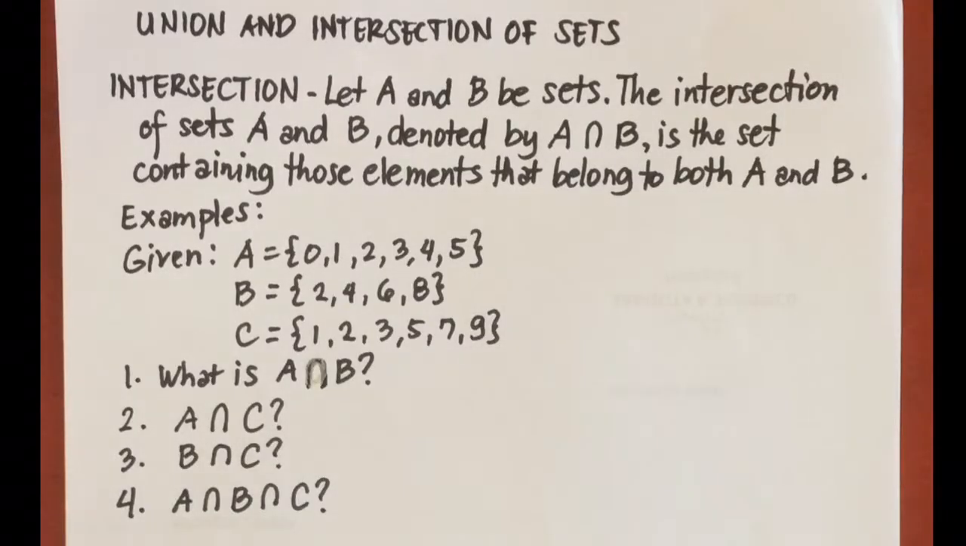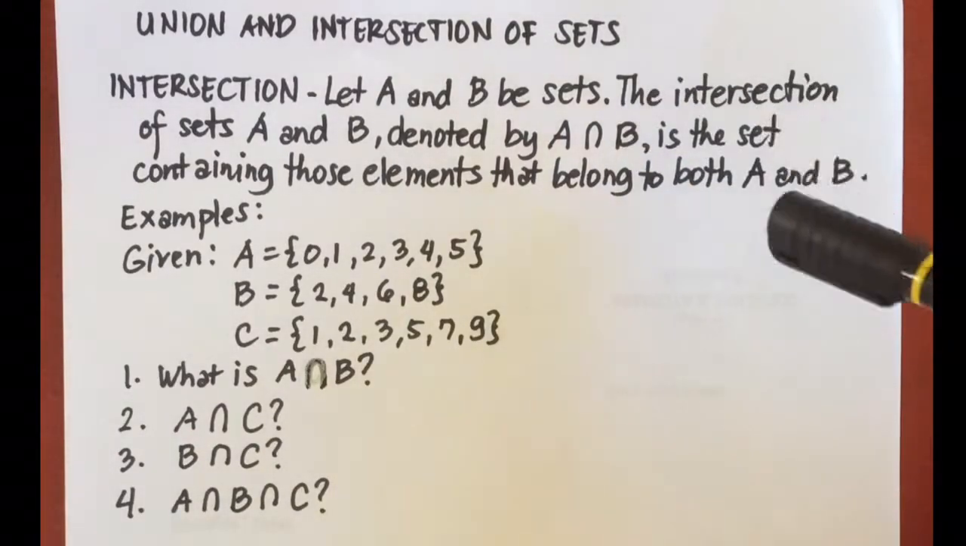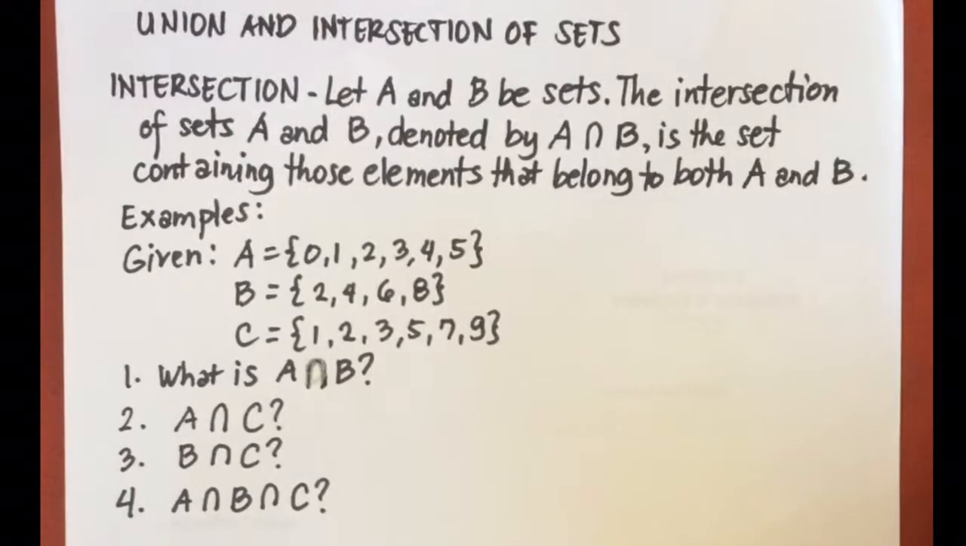Let's have intersection. So intersection, let A and B be sets. The intersection of sets A and B, denoted by A, then this is an inverted U. A intersection B is a set containing those elements that belong to both A and B. So for examples, given: A was a set containing 0, 1, 2, 3, 4, 5, B a set containing 2, 4, 6, and 8, and C a set containing 1, 2, 3, 5, 7, 9.